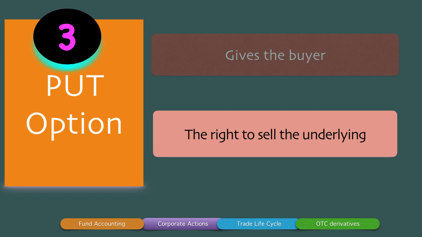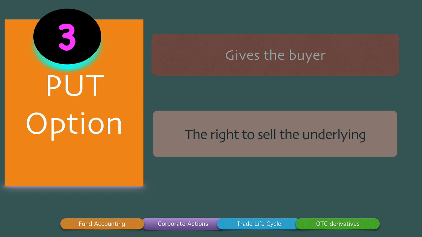So just don't get confused when the term put option comes in, because clearly it is attempted to confuse us at the interviews, which normally happens because you're already under so much stress, so much pressure at the interview. Don't get pressurized. Be very clear, be very concise about these concepts. So the put option gives the buyer the right to sell the underlying asset.